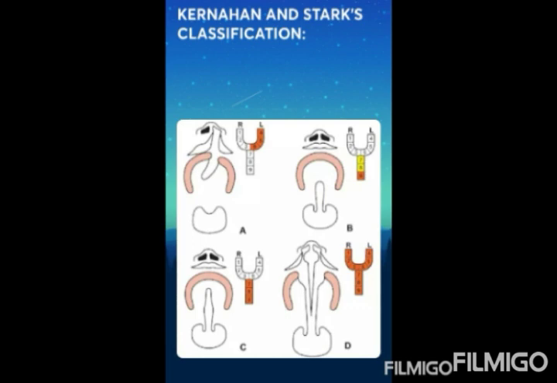The second classification is the Kernahan and Stark classification. Here there are five conditions. The first one is an incomplete cleft of the secondary palate. It is very important: incomplete cleft of the secondary palate, and complete cleft of the secondary palate. The third one is incomplete cleft of the primary and secondary palate. The fourth is unilateral complete cleft of the primary and secondary palate. And the fifth type is bilateral complete cleft of the primary and secondary palate. The primary palate involves the prolabium, premaxilla and anterior septum, and the secondary palate involves the incisive foramen to the uvula.